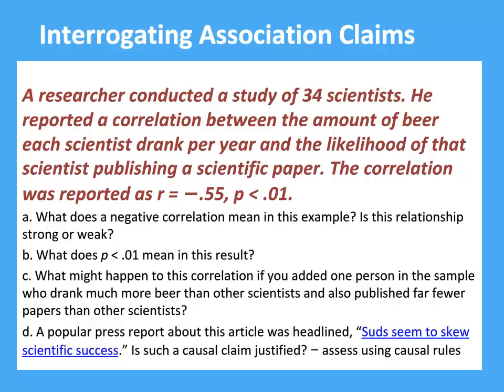And so in this case, it would inflate our R value because this person over-exemplifies the relationship. A lot more beer, a lot fewer papers. And if it was opposite, where they had a lot more beer but a lot of papers, that would deflate our R value. It would make it seem it was less related than it really is.